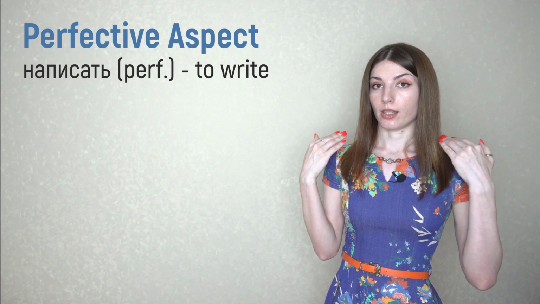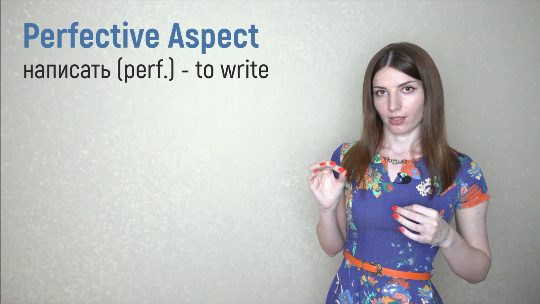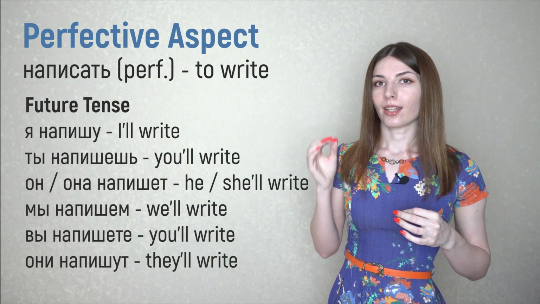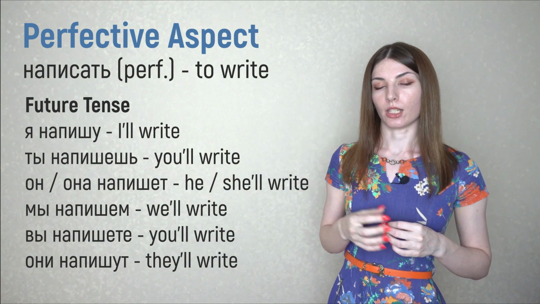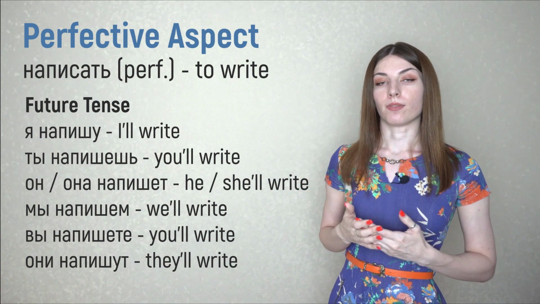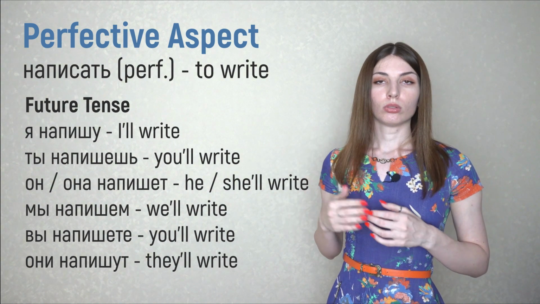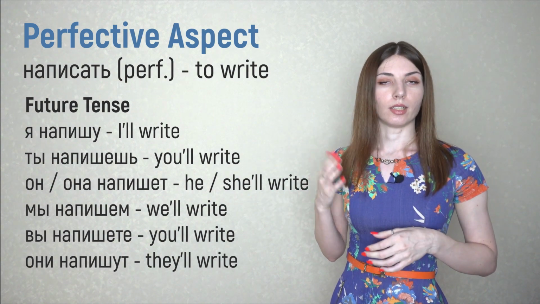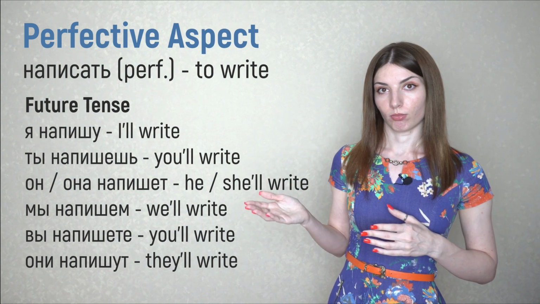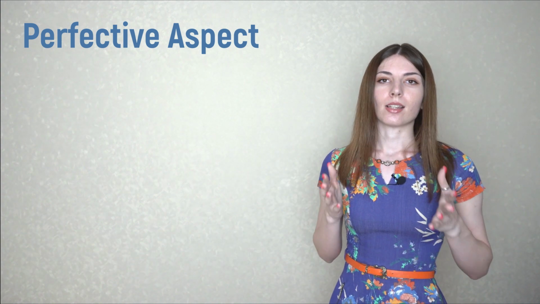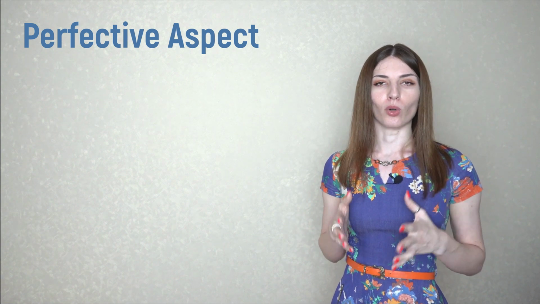And when you need to put it in the future tense, it'll be the same rule as for the present. So you will have to say я напишу. You see, я пишу, я напишу. The only thing that you did is that you added this prefix на. Same will be for other forms. Я напишу, ты напишешь, он, она напишет, мы напишем, вы напишете, они напишут. So here, as you understand, it's much easier to make a mistake because the conjugation is always more complicated.